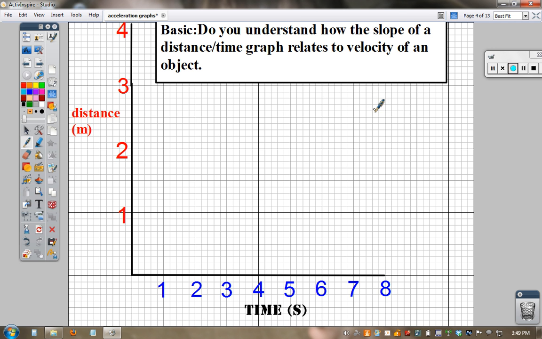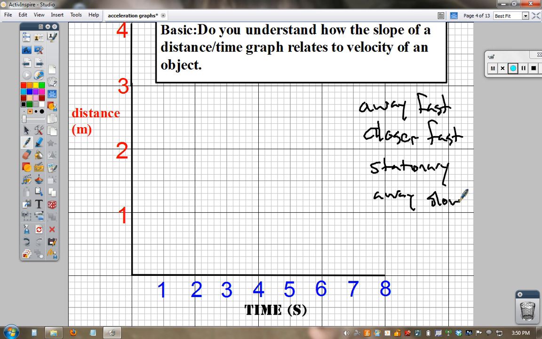This is a review. I want you to draw an object that's moving away fast, coming closer fast, stationary, and away slowly. So we have words like fast, fast, and slowly. How does the slope relate to the velocity? So draw your graph as one consistent line and tell me what you think.